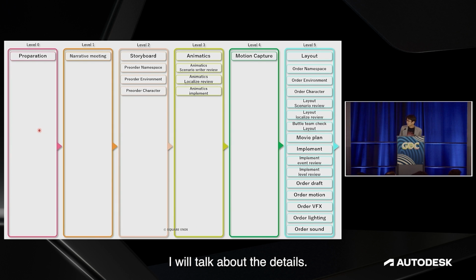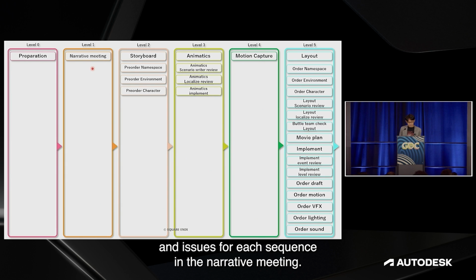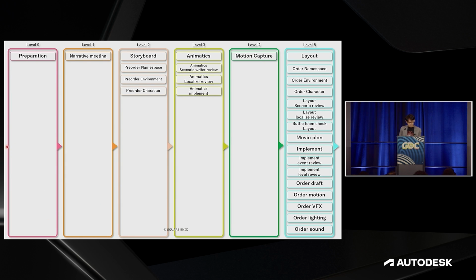I want to talk about the details. Each level has tasks that break down the level and are arranged as shown in the diagram. The process goes from level 0 to 11. The tasks in each level also flow from top to bottom. In level 0, create a scenario, identify issues, and prepare for the narrative meeting. In level 1, discuss directions and issues for each sequence in the narrative meeting.